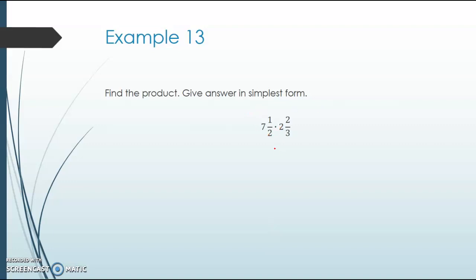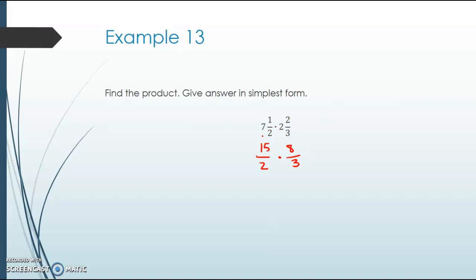So we're going to take 2 times 7, which is 14. 14 plus 1 makes 15. So we have 15 halves times 3 times 2 is 6 plus 2 is 8. So we have 15 halves times 8 thirds.